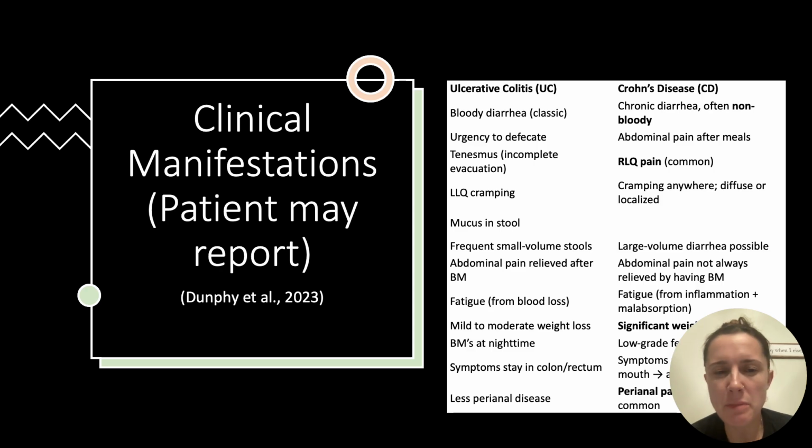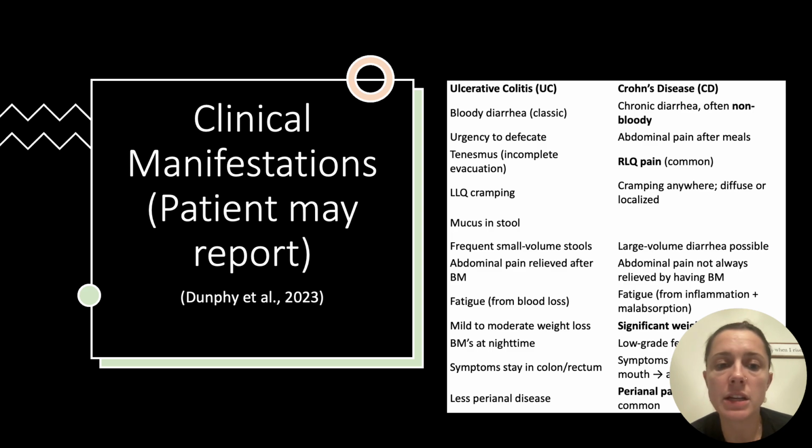Also, whenever they do have a bowel movement, they feel like there may be more to get out. They feel like it's kind of incomplete. And then there's also lower left quadrant cramping. With Crohn's disease, it's usually on the right side for pain, but cramping can be anywhere. It can be diffuse or localized.